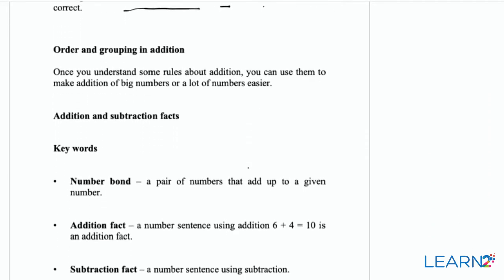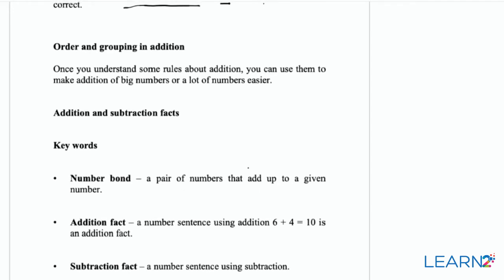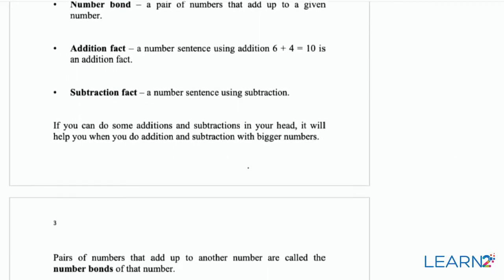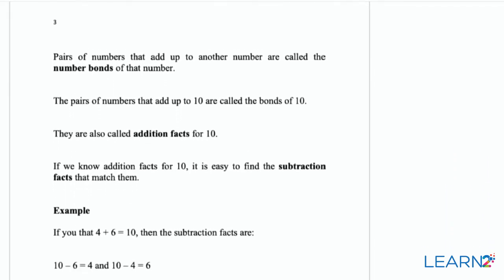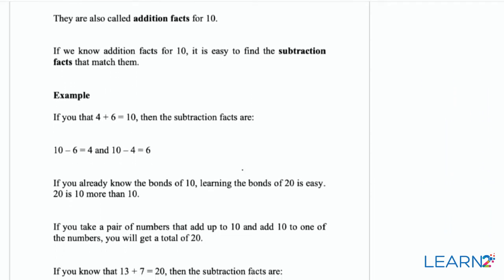Let's go and learn a bit about the concept of order and grouping when we're dealing with addition. Let's see if we can find an example. If you look at this example here, we know that 4 plus 6 equals 10. What would be the subtraction facts around that number sentence? Well, if we know that 4 and 6 give us 10, then if we start with 10 and we subtract 6, we get 4. Or if we start with 10 and we subtract 4, we get 6.